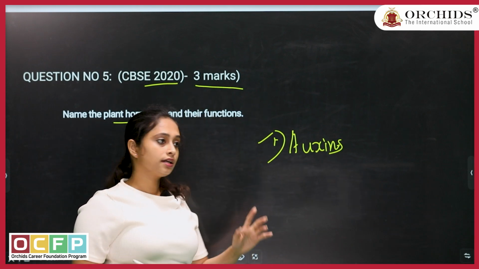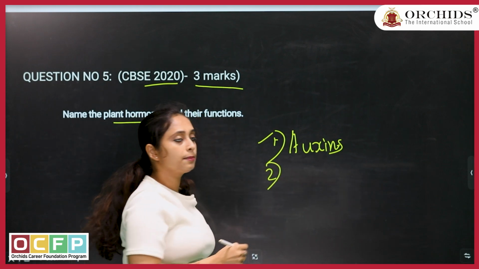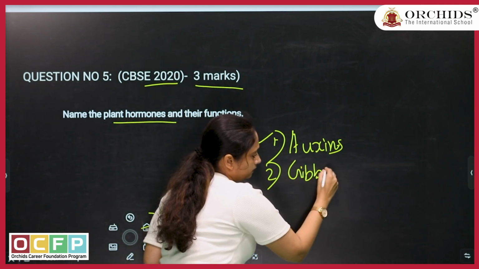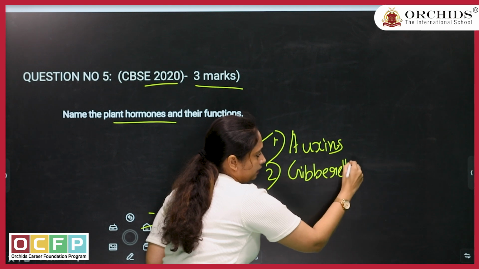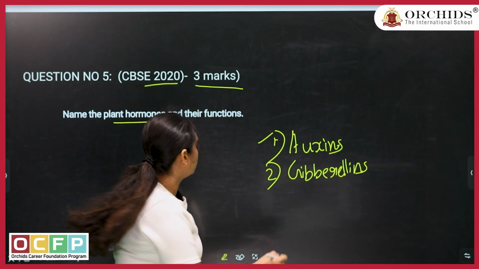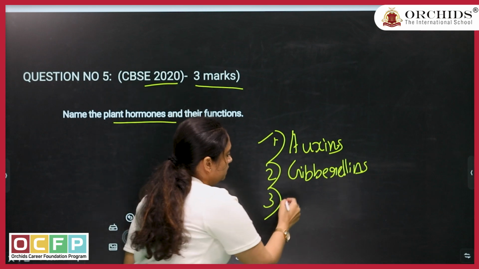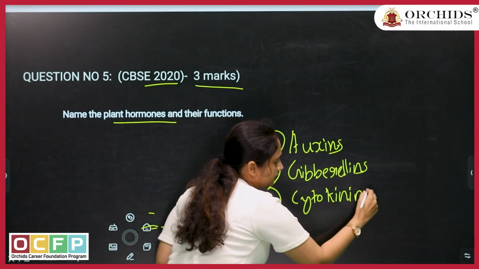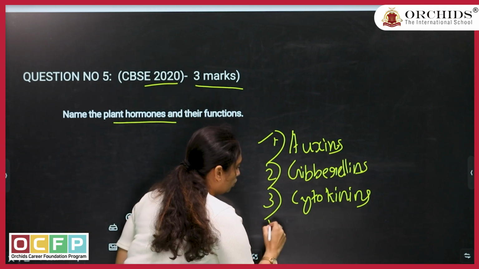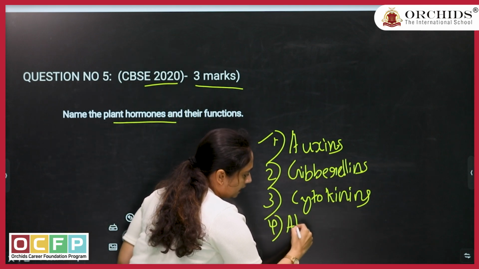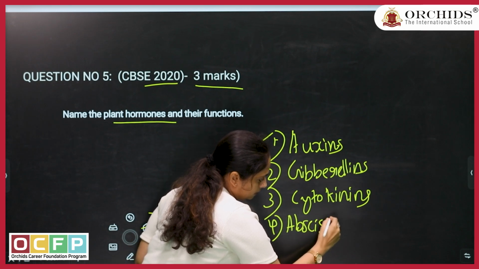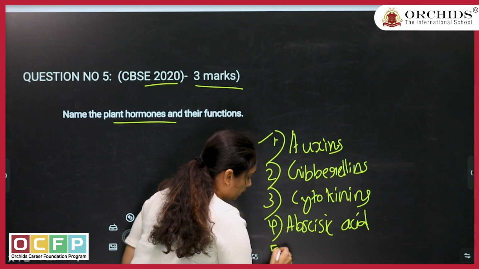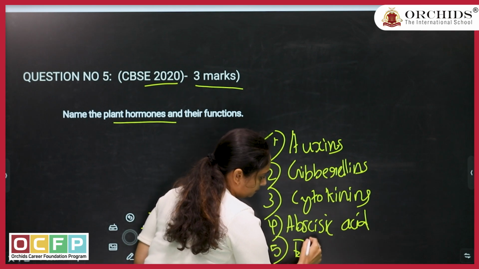The first plant hormone is auxin, and the next plant hormone is gibberellin. Gibberellins, and the third hormone is cytokinin. Cytokinins, and the fourth hormone is abscisic acid. Abscisic acid, and the fifth one is ethylene.